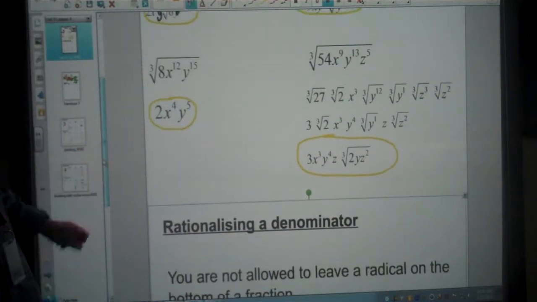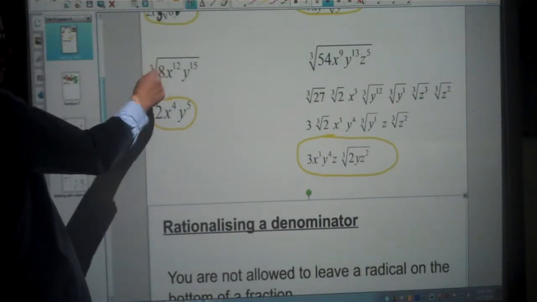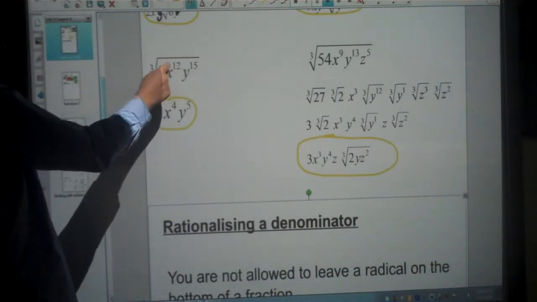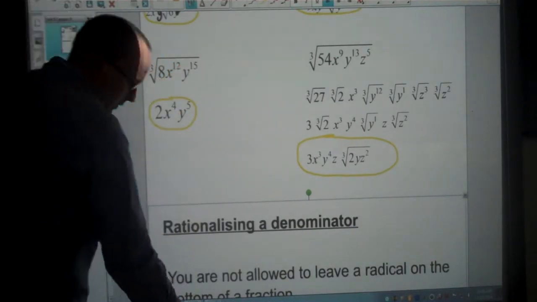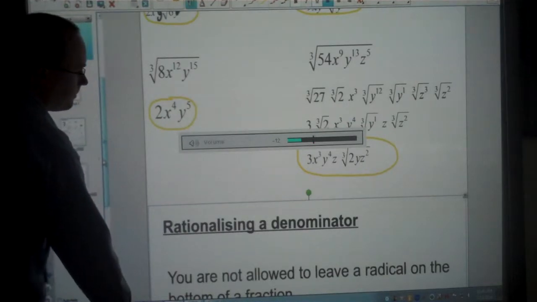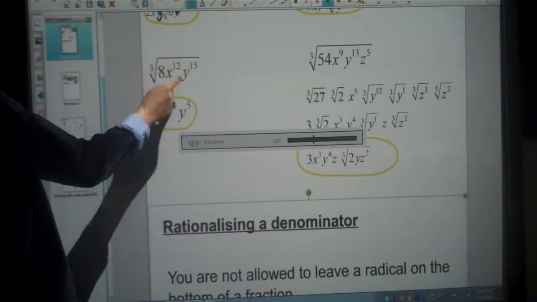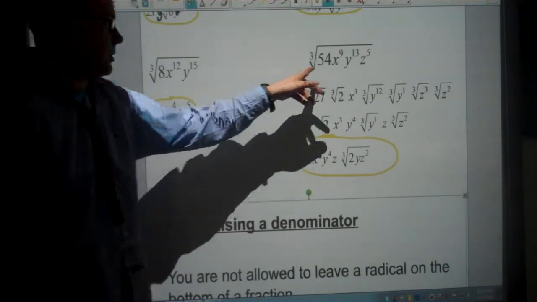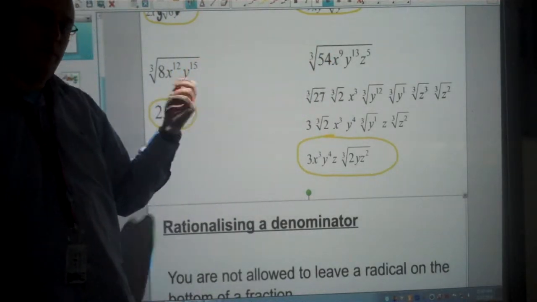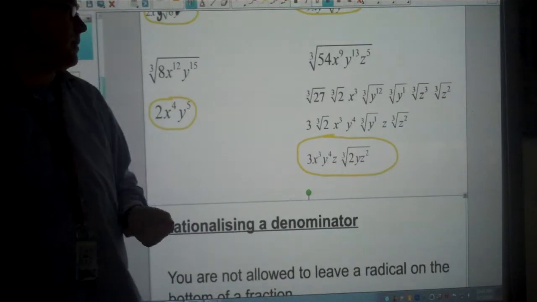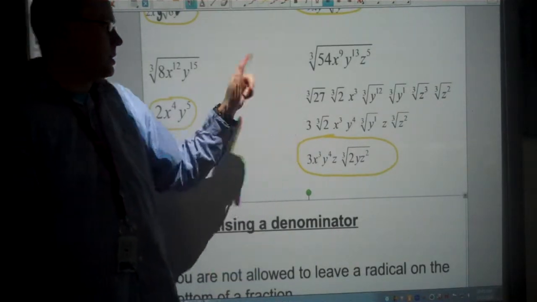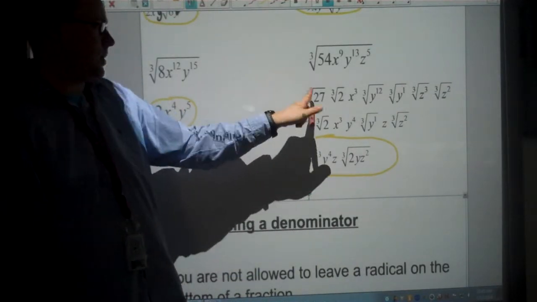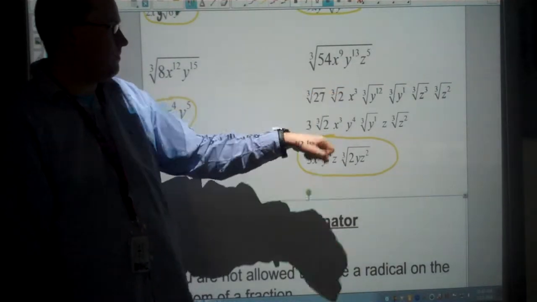Now when we get to the cube roots, the cube root of 8 we can work out is 2. 12 divides by 3, so we just say 12 divided by 3 is 4. And 15 divided by 3 is 5, so we can do that one straight away. This one's a bit more complicated. We can't do the cube root of 54, so we've got to think of 2 numbers that multiply to make 54, and one of them's a perfect cube. So from that list on the board a second ago, 27 would work nicely, and 2.